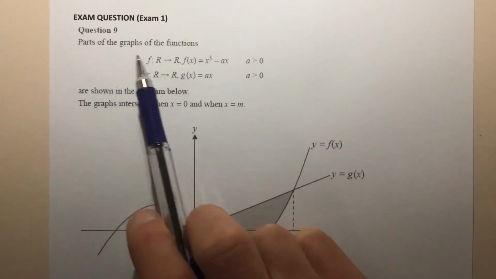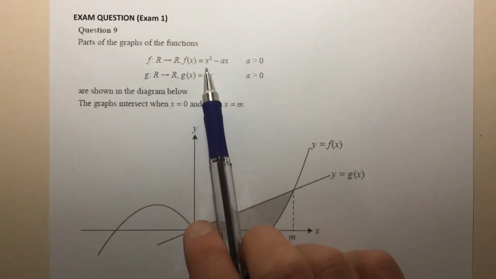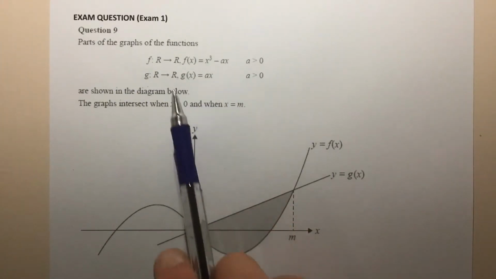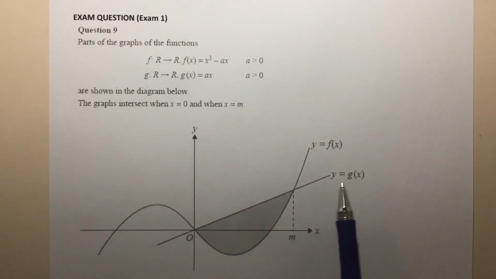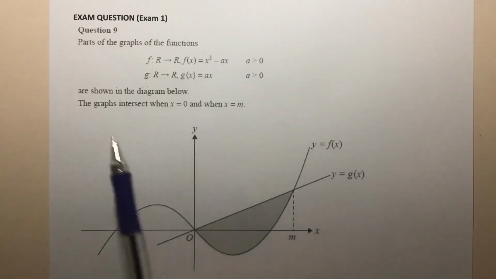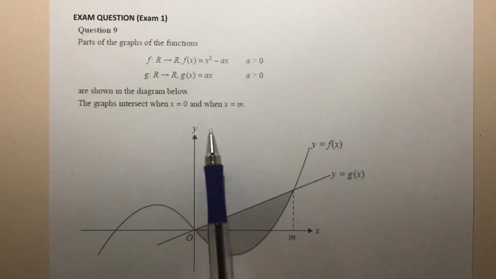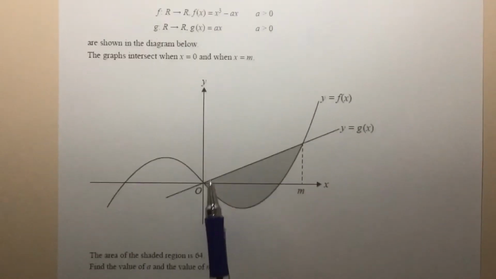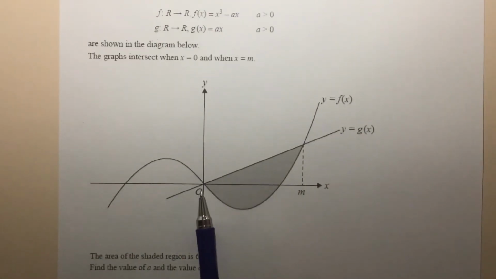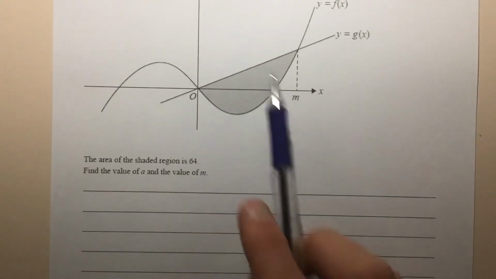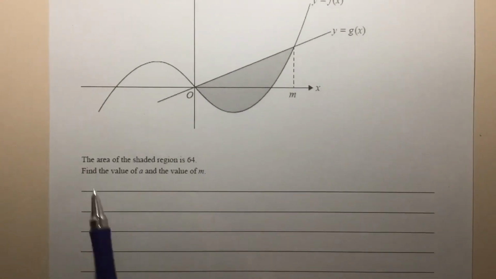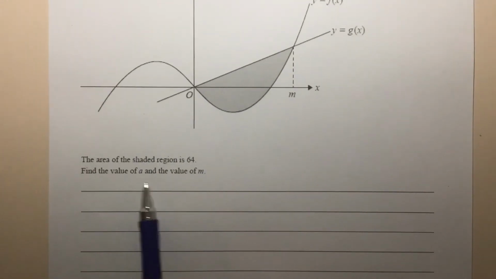We've got parts of the graph of the functions f of x equals x cubed minus ax and g of x equals ax shown in the diagram below. So y equals g of x, that's our linear function, and f of x is the cubic. The graphs intersect when x equals 0 and when x equals m, and that's kind of shown on our graph as well. We've got points of intersection at 0 and m. And then we're told that the area of this shaded region is 64. The question's asking us to find the values of a and m.